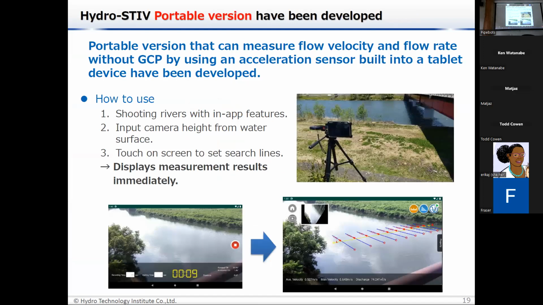We have also developed a portable version that allows surface velocity measurement without the need to survey a ground control point at the site. By getting camera angle information from the tablet device's internal acceleration sensor, measurement is possible simply by inputting the camera height from the water surface, simplifying the geometric correction process.